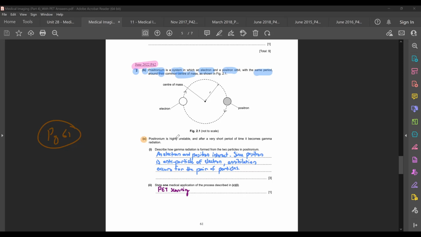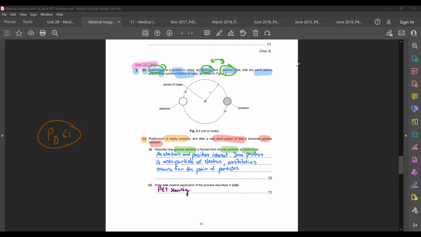In part C here, positronium is highly unstable, and after a very short period of time, it becomes gamma radiation. Describe how gamma radiation will be formed from the 2 particles inside your positronium. So they already did mention to you that your positronium has an electron and a positron that are orbiting around some center of mass. So how did the 2 particles here actually give you your gamma radiation? How did they give you your gamma ray photons? So you have to relate it to the annihilation process.